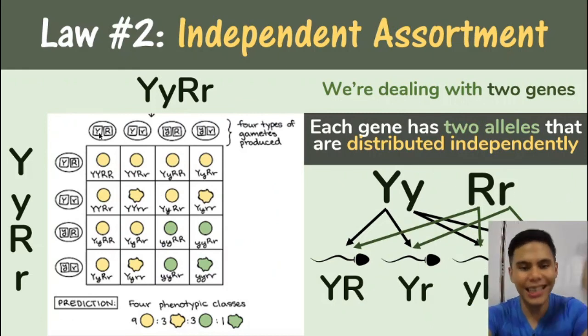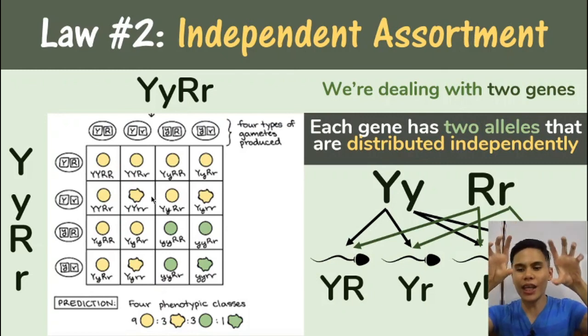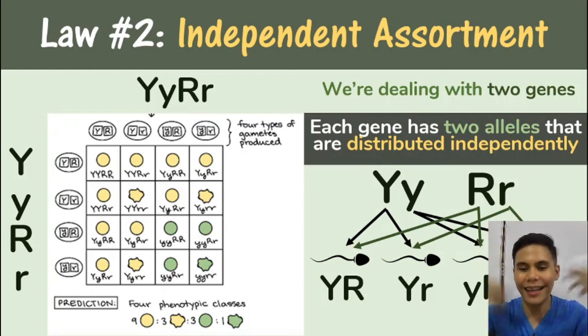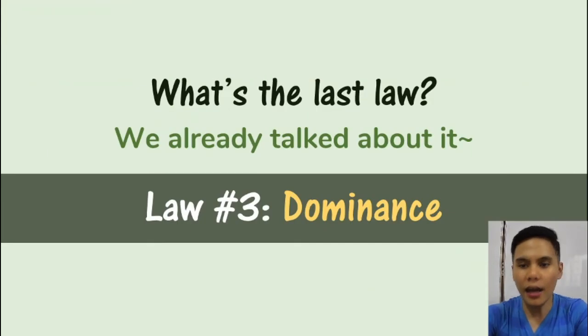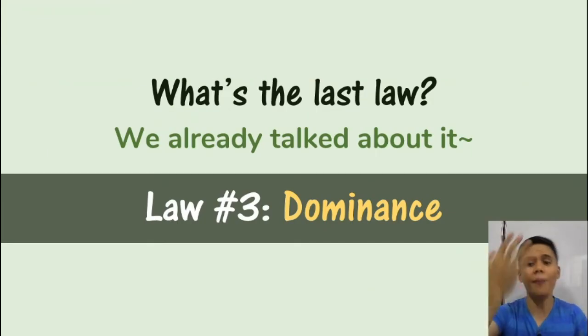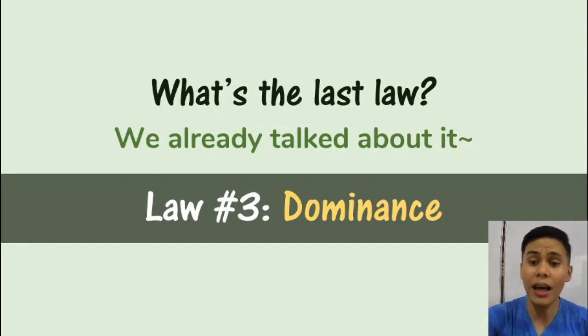Okay, so again, this is independent assortment. 2 different genes don't affect one another. They don't get inherited in sets. Alright, so the last law we already talked about is the law of dominance. Again, a dominant allele will mask a recessive allele.